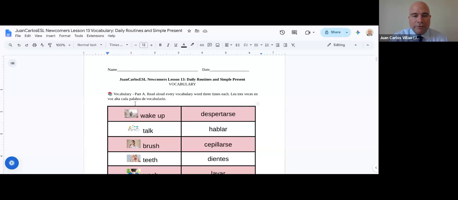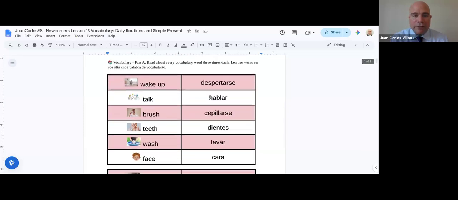Lea 3 veces en voz alta cada palabra de vocabulario. Aquí están las instrucciones en inglés y en español. So students will be reading these words 3 times each in English. You're more than welcome to read in Spanish as well, but the Spanish translation is there as a guide to help students comprehend the word in English. Aquí tenemos la traducción en español también, pero es para que lo utilicen como un apoyo para entender la palabra en inglés. También tenemos imágenes, casi como una presentación, apoyo visual para que entiendan qué la palabra significa.